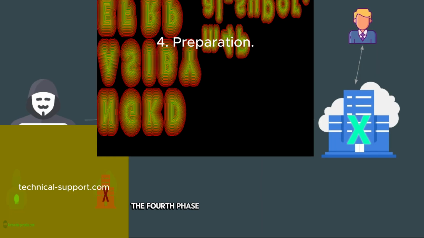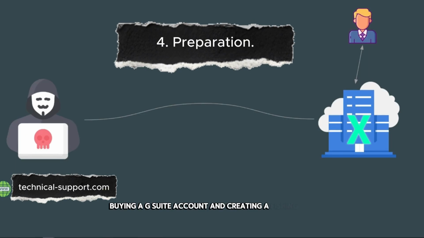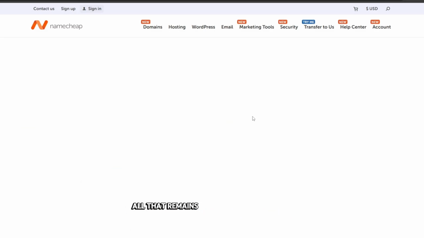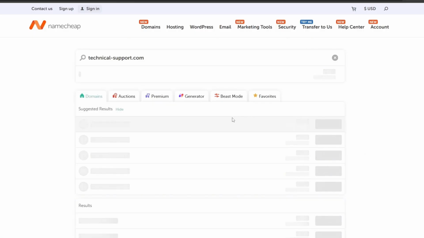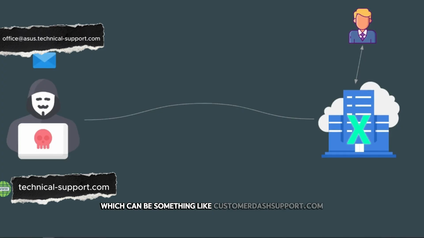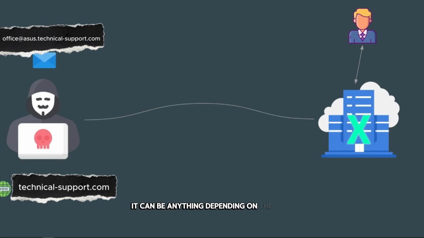The fourth phase is buying a fake domain, buying a G Suite account, and creating a phishing site. If he did not manage to hack the company, if he did not manage to hack the client, all that remains is to buy a fake domain based on the information he has obtained, which can be something like customer-support.com, and then create a subdomain with the client's name, for example, asus.customer-support.com. It can be anything, depending on the case.